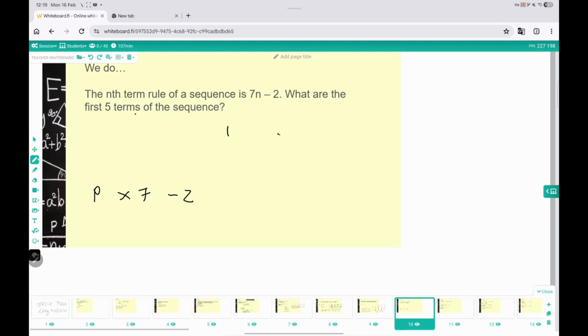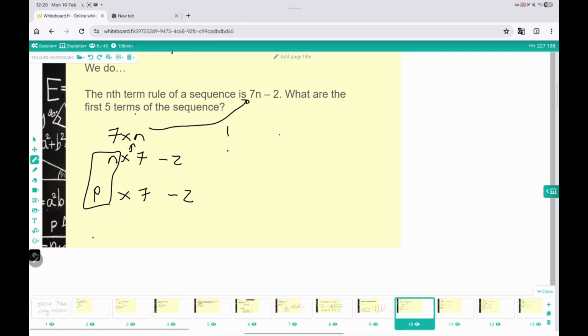So the first number in my sequence, let's start with that. Our position to term rule is times by 7 minus 2. So the position number, by the way, is represented by n. If you're wondering how this is the same, 7n is the same as 7 times n, which is the same as n times 7, and minus 2. So the position number, instead of me saying position number, is just represented by the letter n and simplified into an algebraic formula.